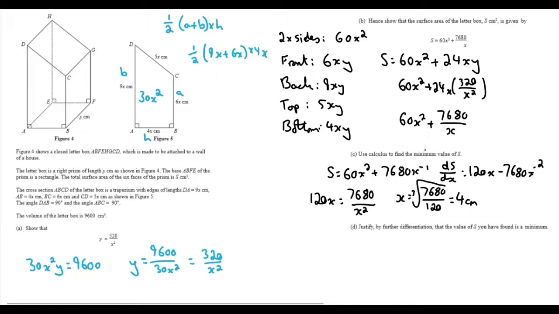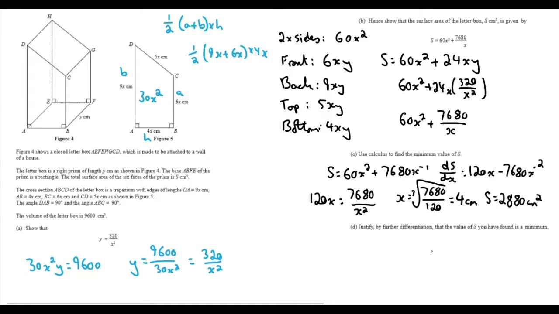But once more, we're not after x, we're after the s, so we have to plug it back into the s expression. So you've got 60 times 4 squared plus 7,680 over 4. That gets you a total surface area, or the minimum value of that, of 2,880 centimetres squared.